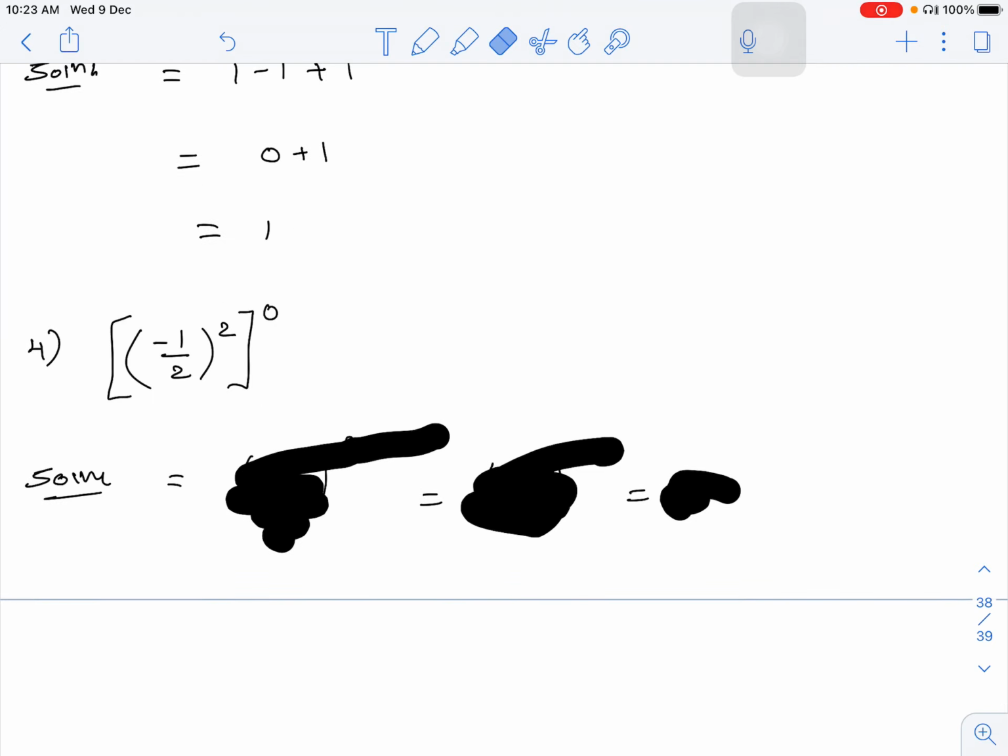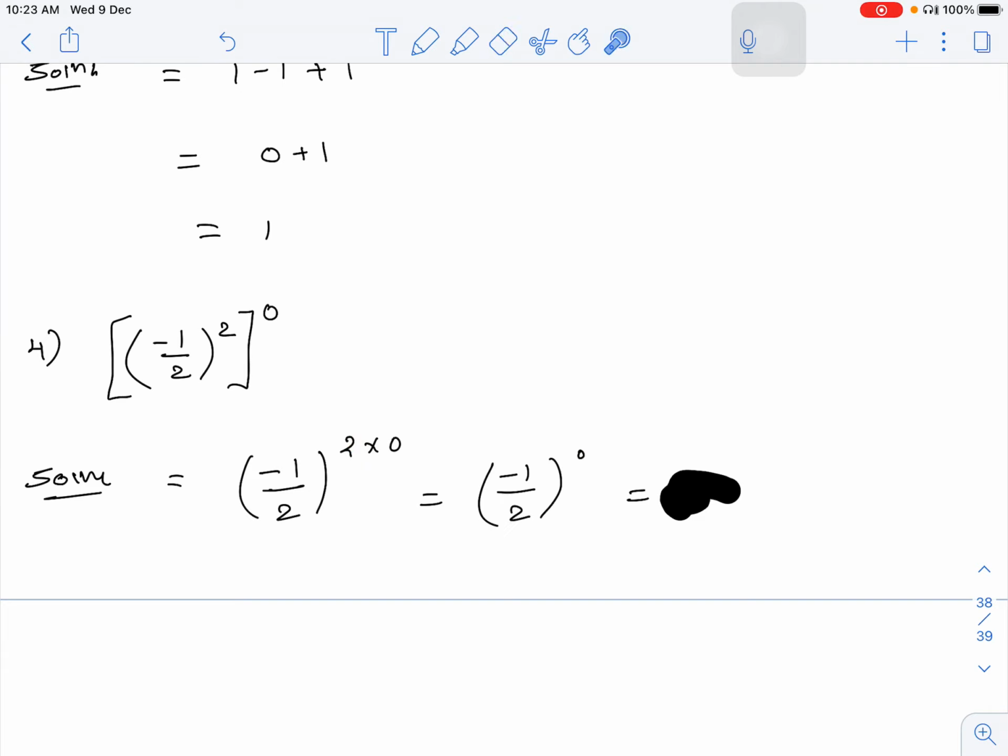Okay. And now the last example. Here we have minus 1 upon 2 raised to 2, raised to 0. So here power to power will multiply each other. So what can we write now? Minus 1 upon 2 raised to 2 into 0. 2 into 0 will become 0. Okay. Now this is of what type? Any number raised to 0. So our answer will always be 1.